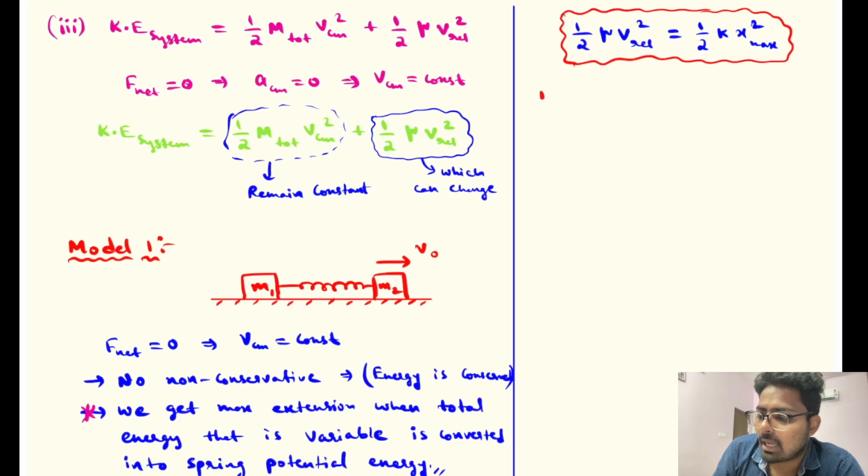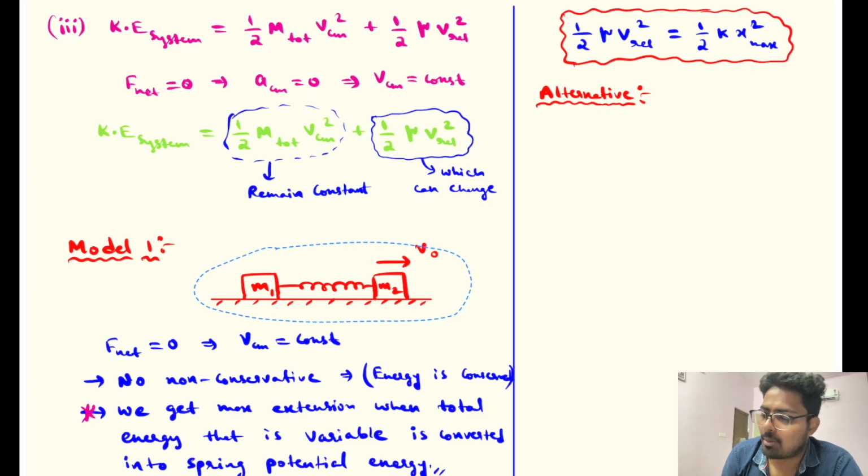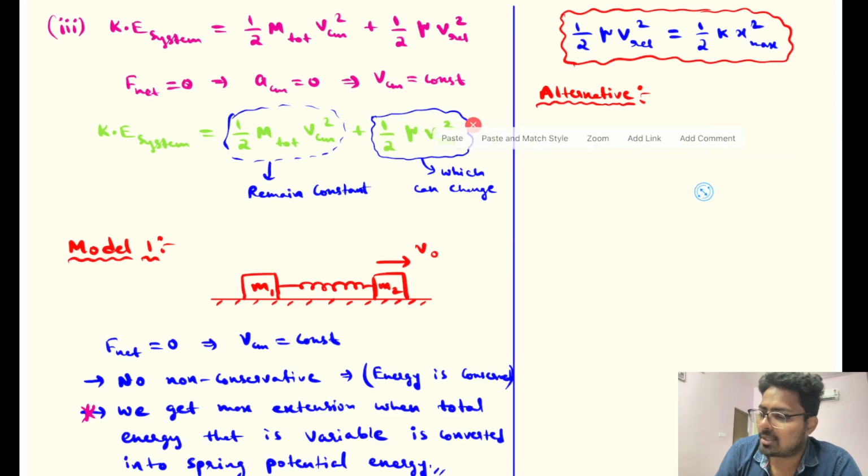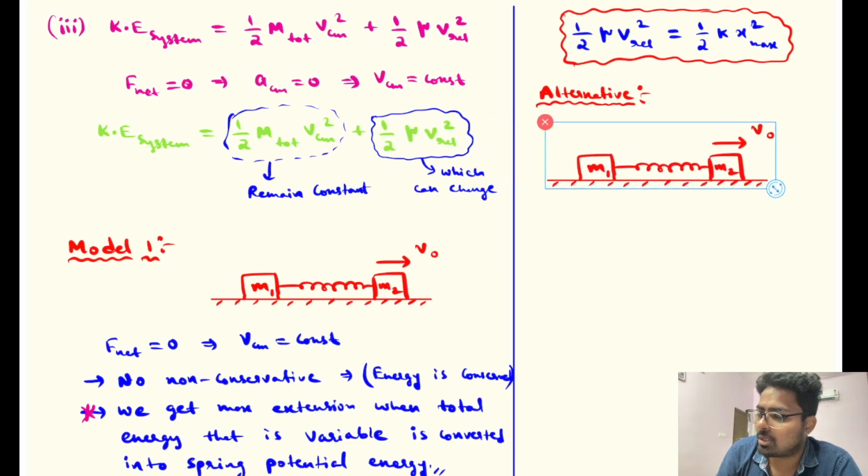But the same thing I can also do in an alternative method. Sir, what is the alternative method? The main essence of this topic is the reduced mass system. Reduced mass system, already I told you. Now what I'll be doing is I'll jump onto this first block.